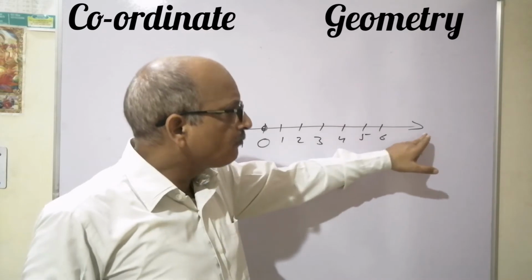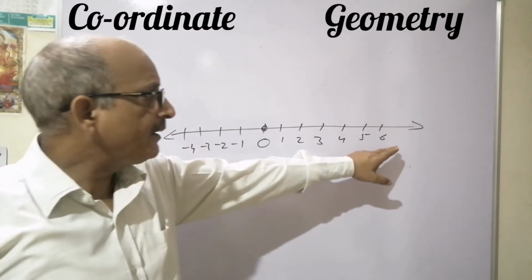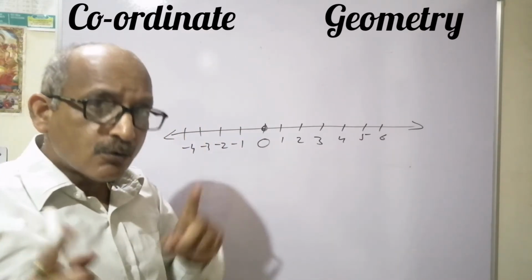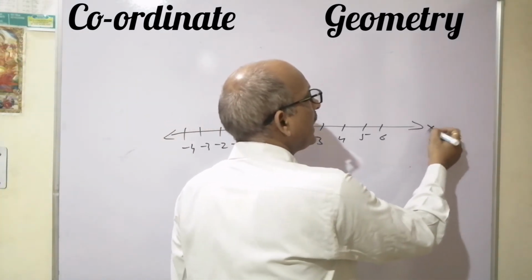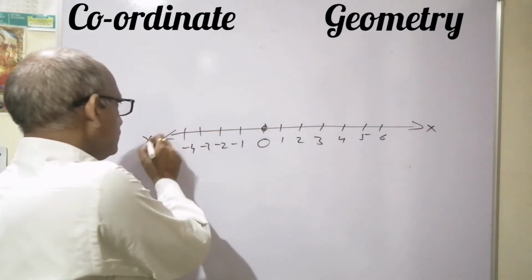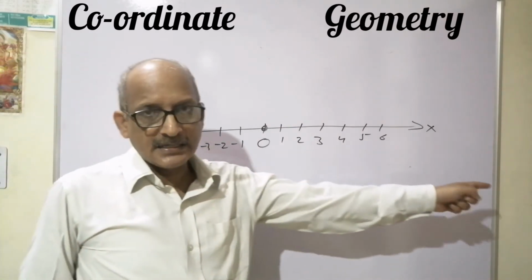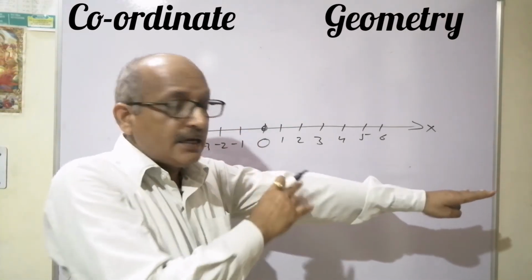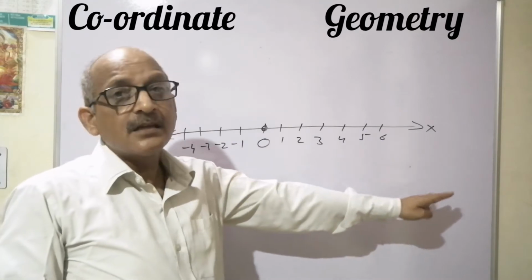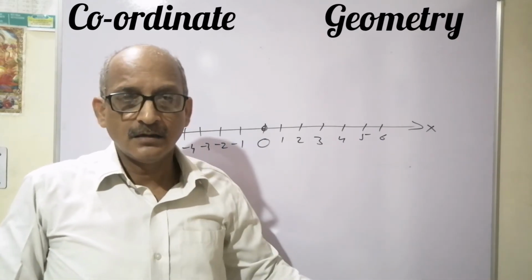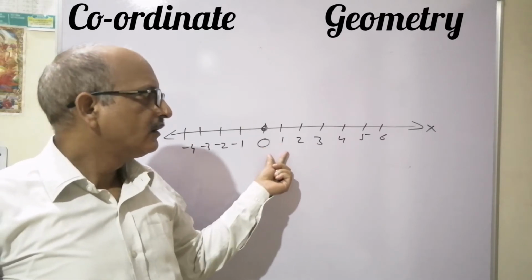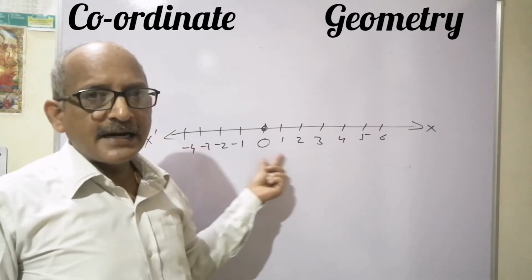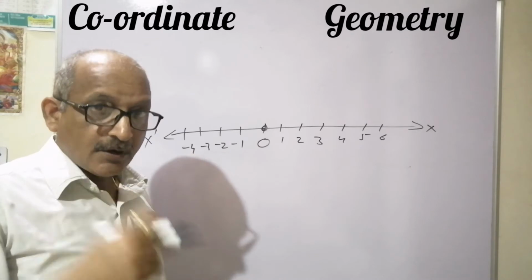Achha, one thing: what will we name this? In coordinate geometry, we'll write x dash. That is known as the x-axis. That means the horizontal line in the coordinate plane will be termed the x-axis. Same convention as here: right side positives, left side negatives. Now let's come to the next.